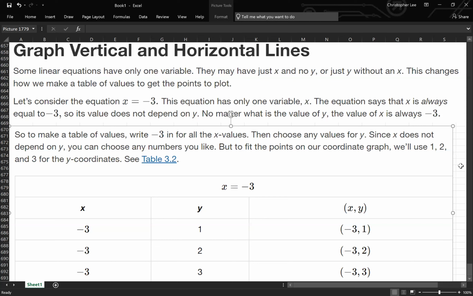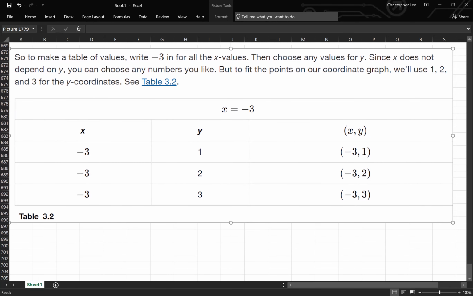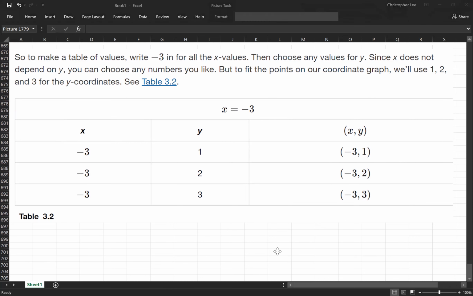So to make a table of values, write -3 in for all the x values in this example, right? Then choose any values for y, right? Since x does not depend on y, you can choose any number you like, but to fit the points on our coordinate graph, we'll use 1, 2, and 3 for the y coordinates, right? So we have x is -3 for all of them, but for y, we're gonna have 1, 2, 3. Put them together as a pair, we have -3, comma 1, -3, comma 2, -3, comma 3, right? That's gonna lead us to be able to graph this, right?